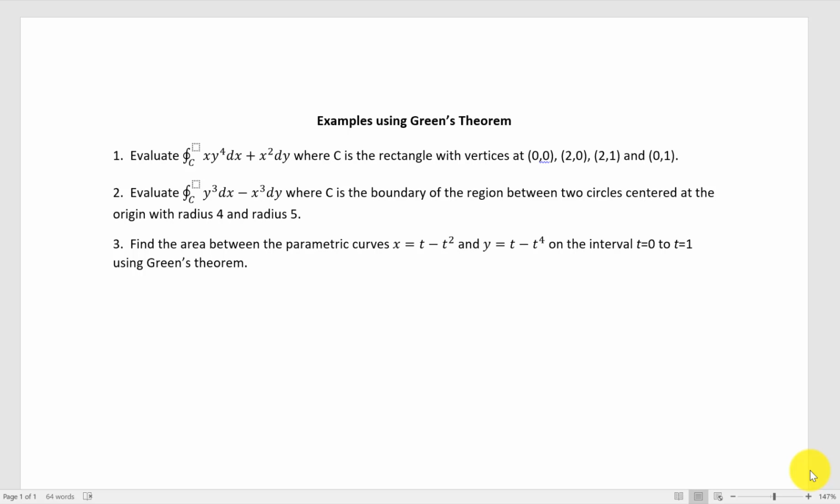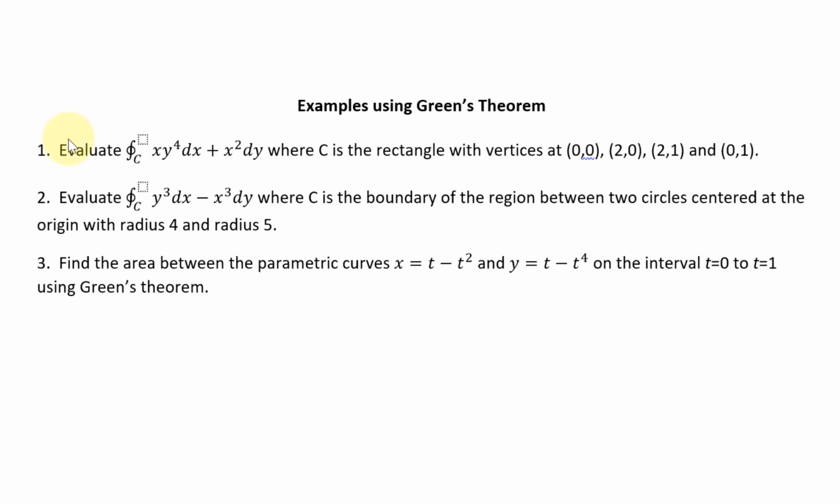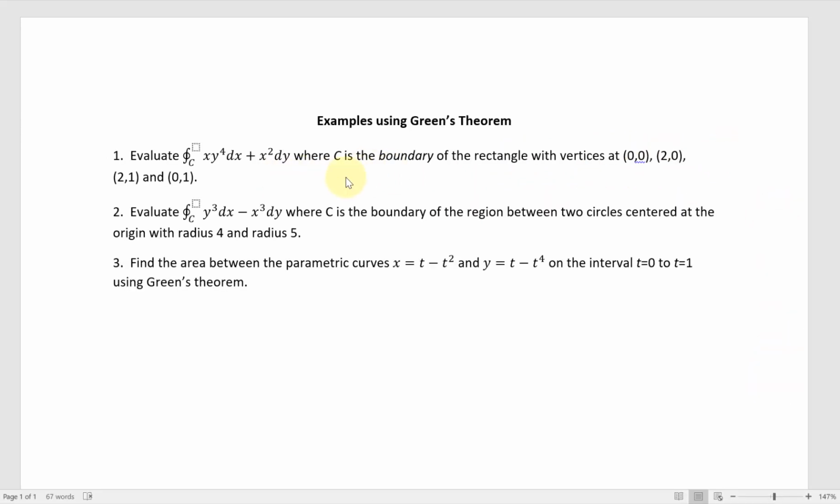Let's look at the following three examples using Green's theorem. Number one, evaluate the line integral of xy to the fourth dx plus x squared dy, where C is the rectangle with vertices 0, 0, 2, 0, 2, 1, and 0, 1. Well, I should have said C is the boundary of that rectangle. Anyway, to do number one, let's look again at Green's theorem.